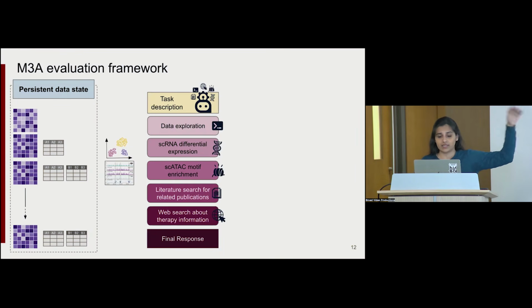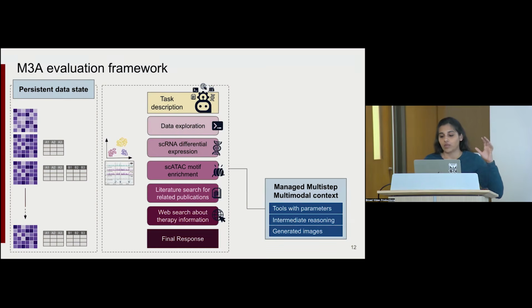You would notice that the persistent data state also gets maintained. So anytime any modification is being done to the data, either that's stored as a layer of the AnnData object, or it's stored in a way that if the agent wants to backtrack, it can actually go back a couple of steps and then redo from the starting point. There's managed multi-step multimodal context integration, which means that all the tools, their parameters that were used, any outputs generated from the tools, any images that were generated, any intermediate reasoning text that was generated is all maintained as one long conversation as the agent is reasoning.